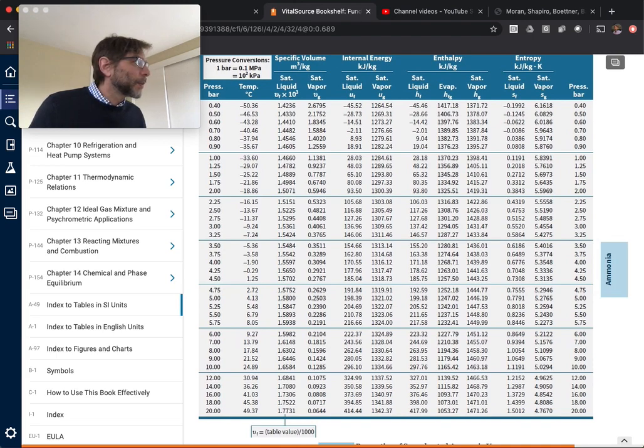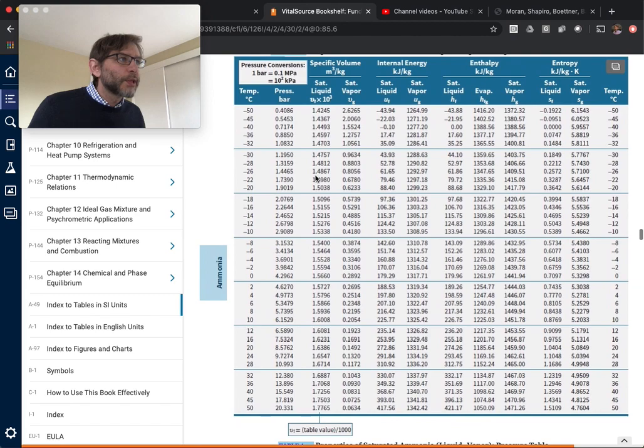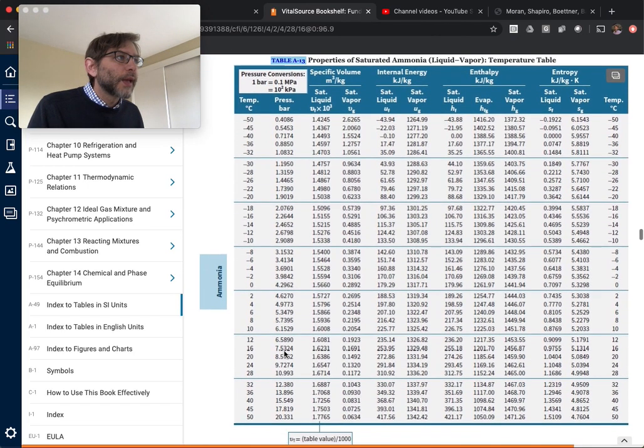Let's see. Find the temperature, 20 degrees C. So we have to find the temperature table. The ammonia temperature table is here. At 20 degrees C, we have a pressure of 8.5762. So this is table A13.